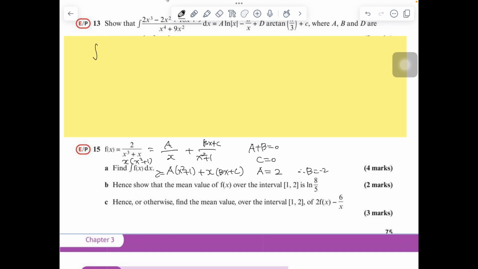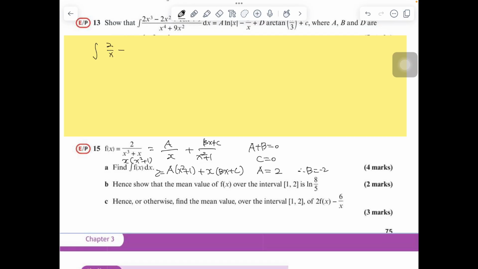So the integral is 2 over x minus 2x over (x squared plus 1) dx. The first one is just a general term; we know the antiderivative already. And this one is the reverse chain rule again: x squared plus 1 and 2x. So we know this is ln of (x squared plus 1) plus c.